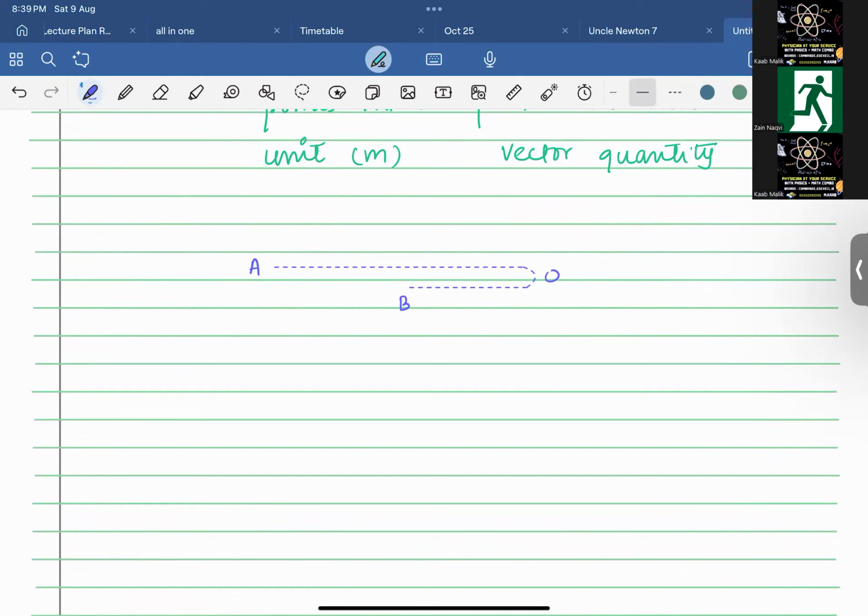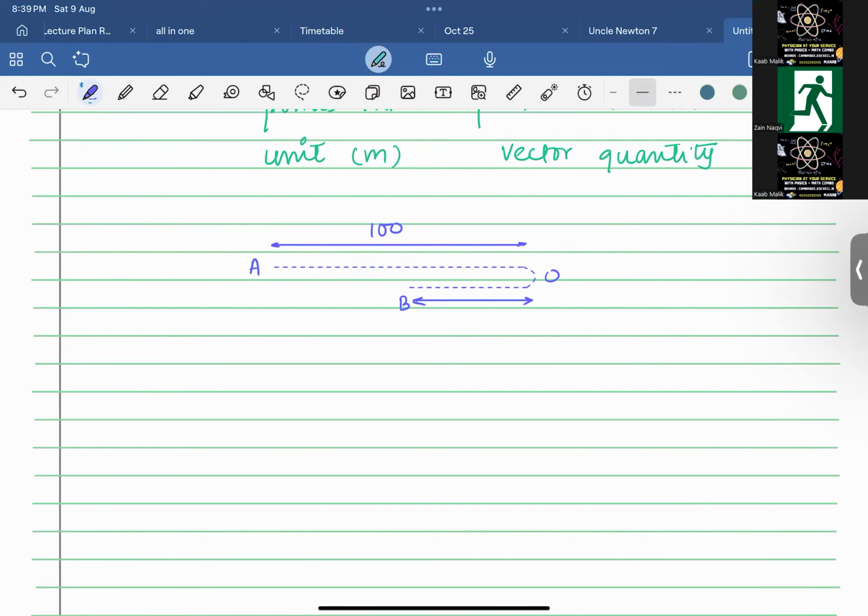Okay, so let's say this distance is 100, and the other one is, let's say, 30. So what is going to be the distance and the displacement? Just ignore the distance during the turning.